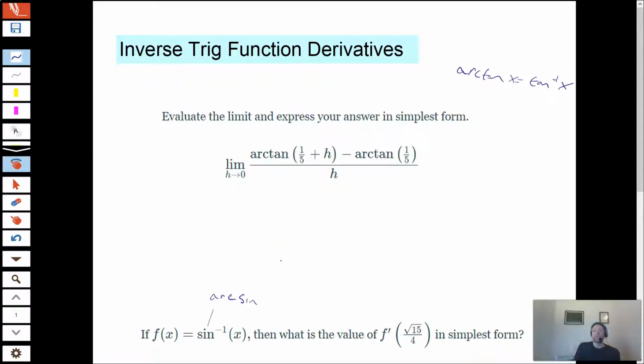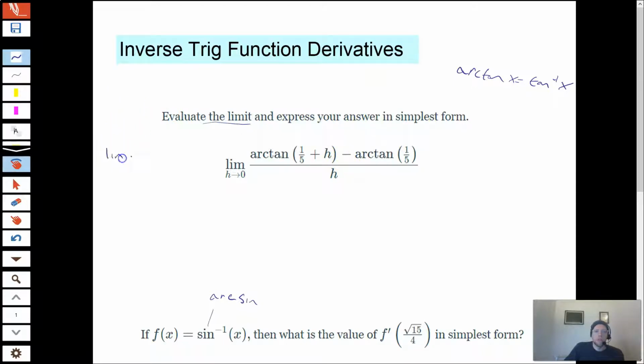And then we'll just do two problems here. Once you know how to do these two types of problems, you're going to fly through these. It's just a matter of plugging them into our derivative rules. Notice this one looks a little bit different, but it should look familiar. It says evaluate the limit and express your answer in simplest form. The limit of arctangent of this thing minus arctangent of 1/5, over h. Well, this should look familiar.